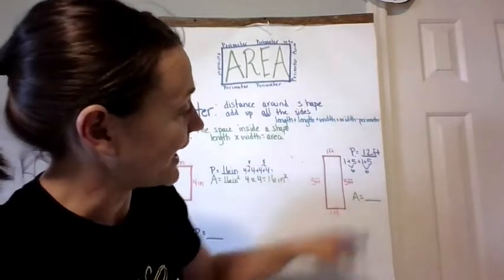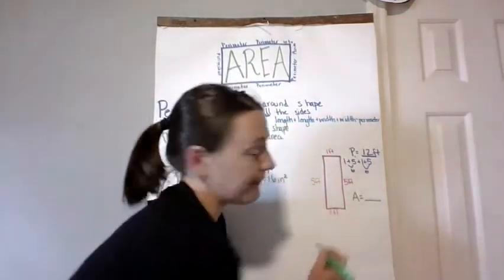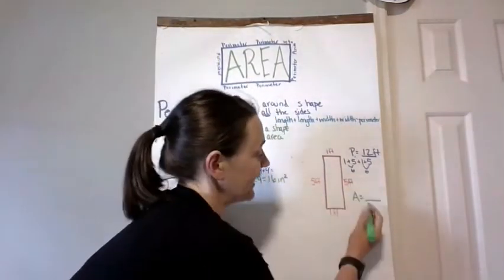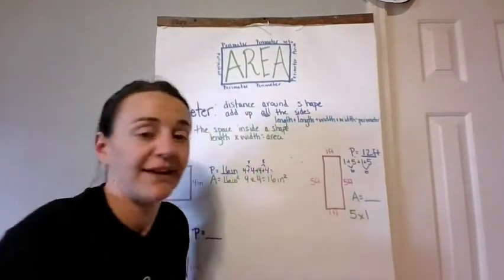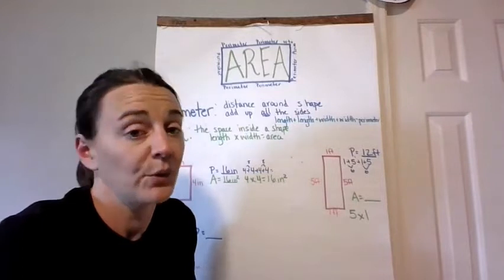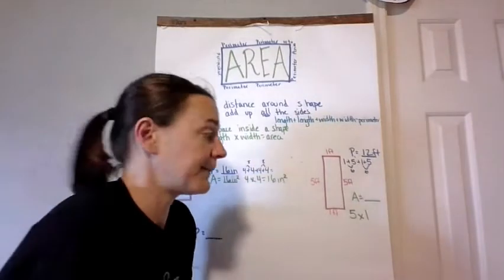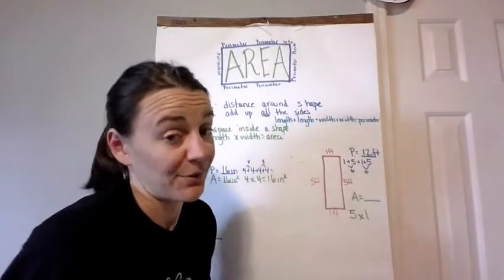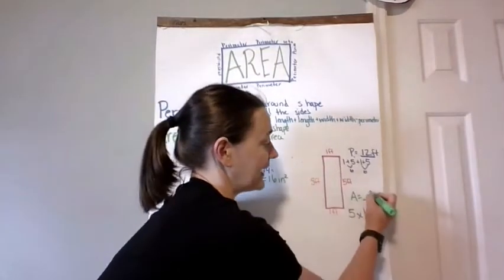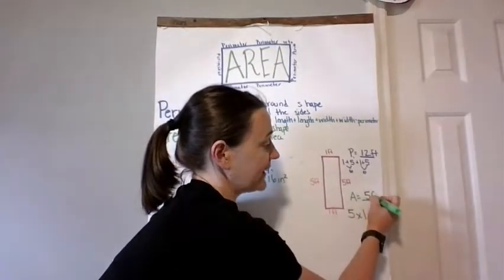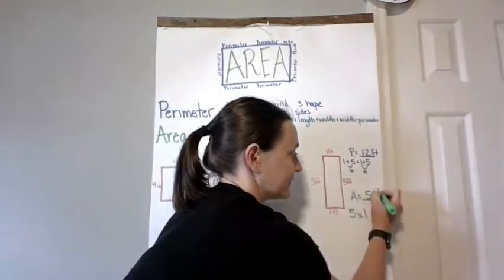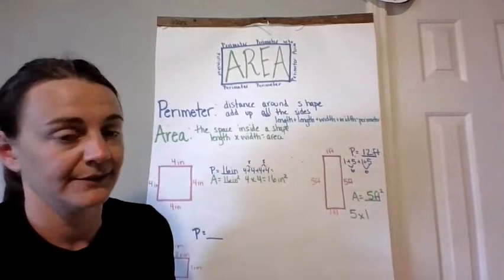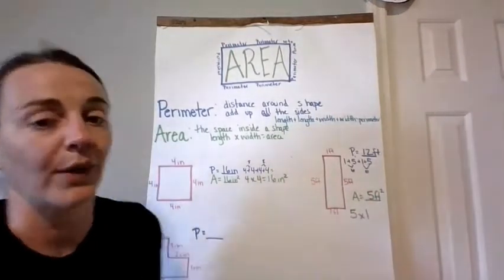So now for my area, I'm going to do my multiplication. My length times my width, 5 feet times 1 feet. We should know by our times 1 rule that anything times 1 is the other number. So I know that the area is 5 feet. Yep, can't forget that too. Squared. Okay, 5 feet squared.